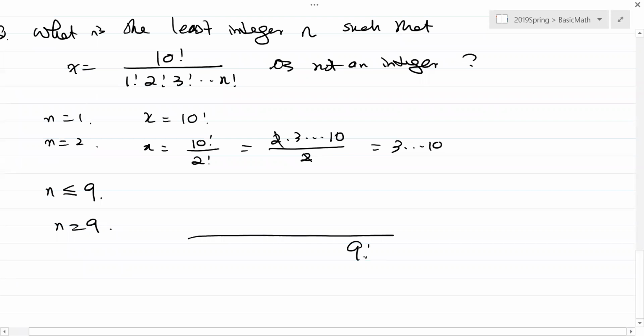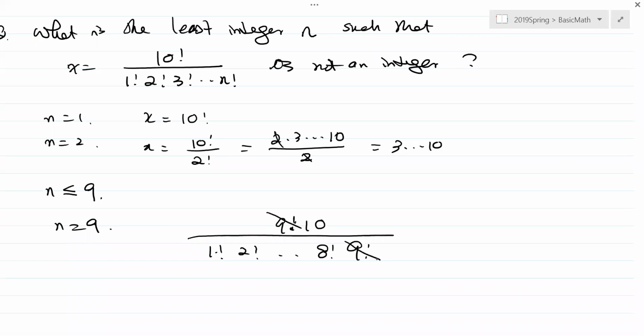This 9 factorial, right? 10 factorial, you see that? 10 factorial is 9 factorial times 10, okay? And here's 1 factorial, 2 factorial, all the way to 8 factorial. Now 9 factorial cancels out, but this cannot be an integer. Why? It contains a factor of 3 in the denominator, but 10 does not contain a factor of 3. So it's not an integer.